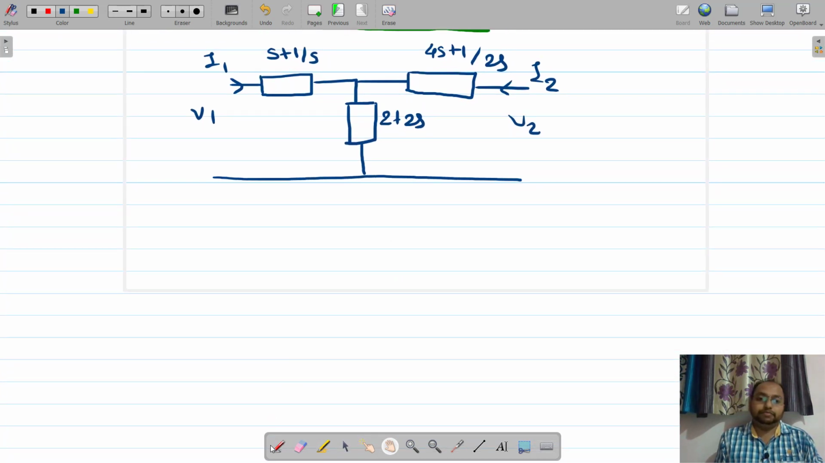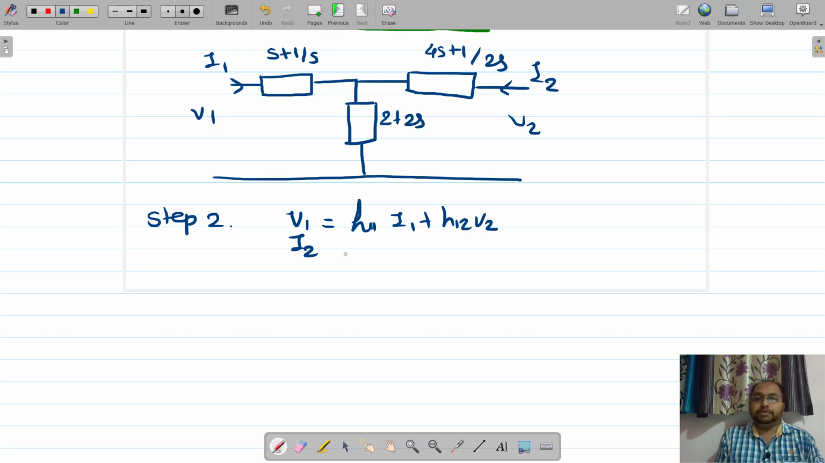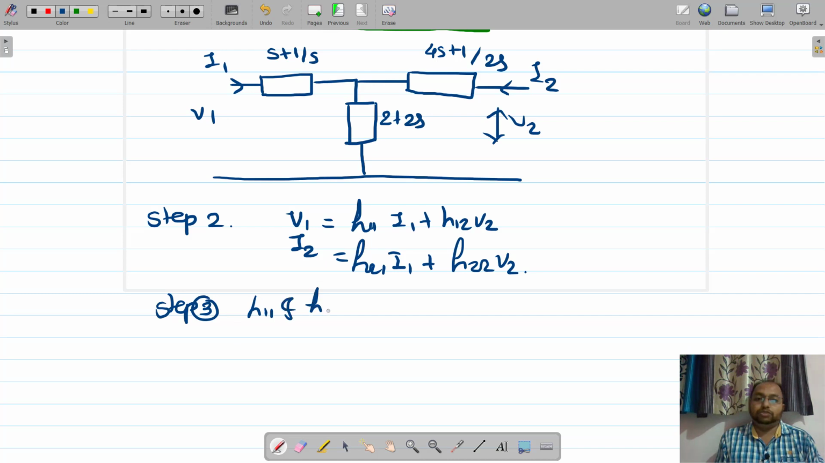Okay, great. So step number 2 is what? Write the equation V1, I2: V1 equals H11 I1 plus H12 V2, and I2 equals H21 I1 plus H22 V2, right? Okay, step 3, make a short over here, right? So we are going to make a short to find H11 and H21.